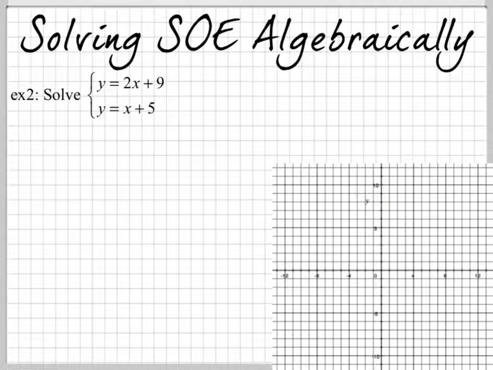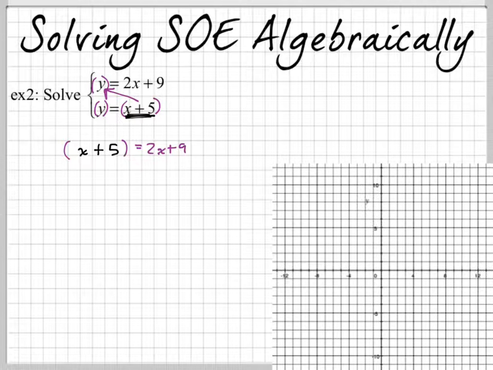Now check out this one. In this one, both of the y's are already solved for. Both of the y's are alone already. So how would you solve this one? What you would do is just take one of them and plug it into the other. So we're going to take this y right here, so we'll say y equals 2x plus 9, and then we're going to plug in x plus 5 for the y.